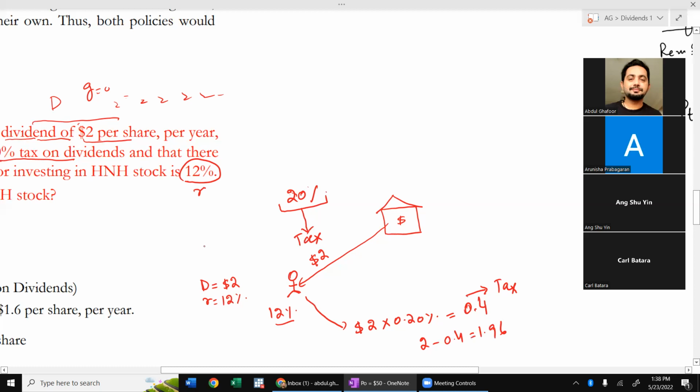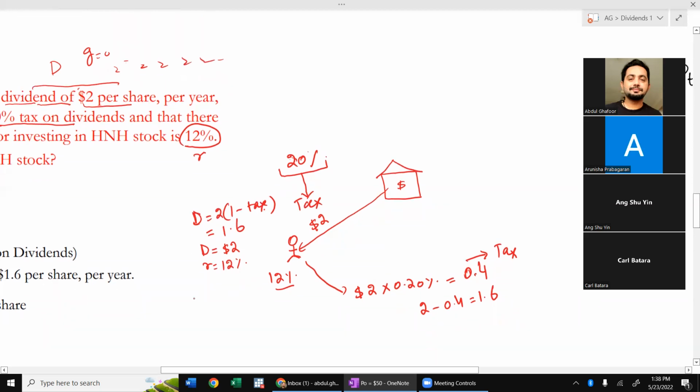In other words, we can also write it like this: D after tax is equal to D times 1 minus the tax rate. The tax rate is 0.20, the remaining is 80%, so the answer would be 1.6, not 1.96, my bad. So this is 1.6, after paying the tax on the dividend. In other words, what is the price? The price should be equal to D divided by R.